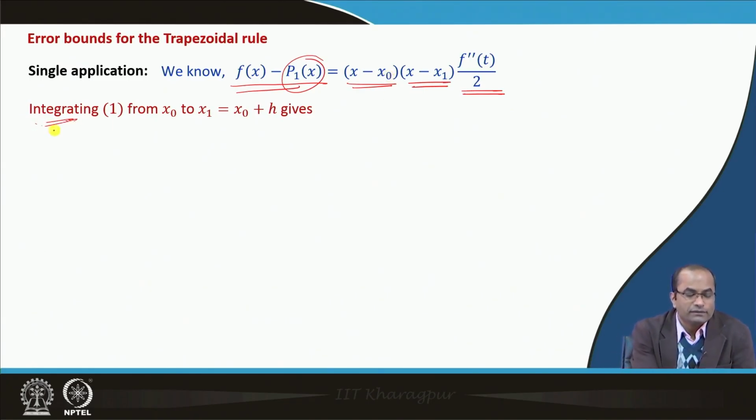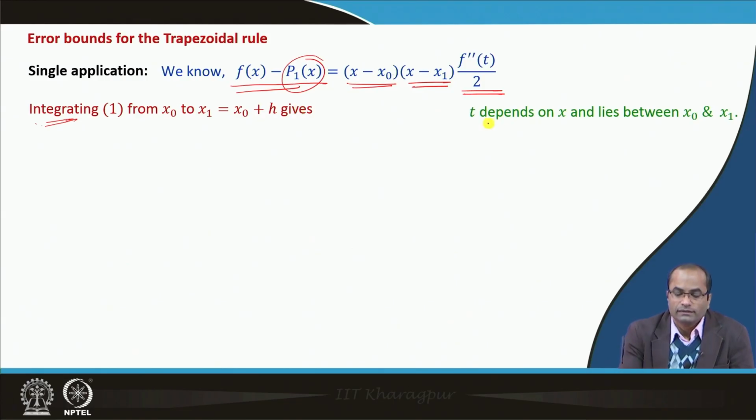So, now we integrate this function from x naught to x 1, and here this t, as I said, depends also on x, and this lies between x naught and x 1, because there is an x there.